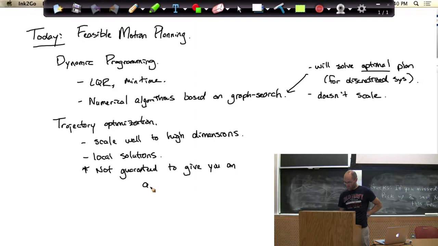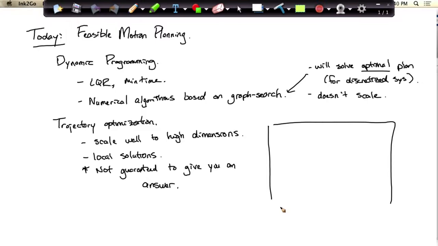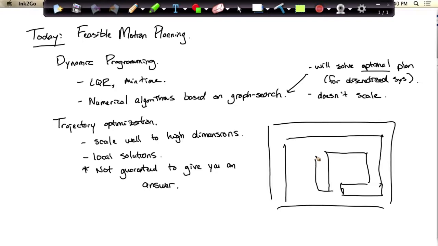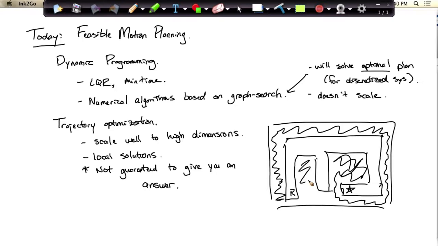So for instance, if I'm planning for my robot that's operating in a maze, I don't know, give myself a simple maze here. Let's say my robot is here, and the goal is here, okay? And I've got obstacles all around me. If my trajectory optimization is currently considering trajectories over here, and it's trying to pull itself towards the goal, it's very likely that it will not return an answer, even though an answer exists. It will just say, sorry, I failed, right?